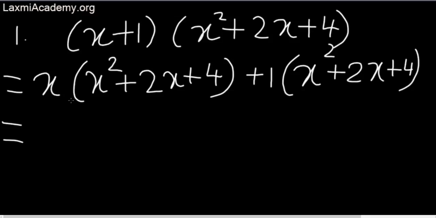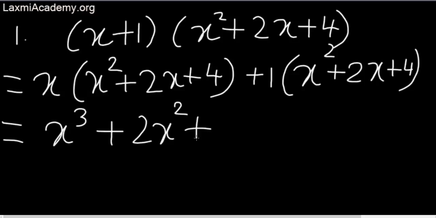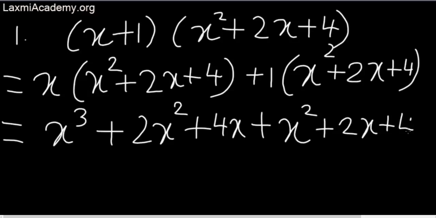So now x times x squared is x cubed, plus x times 2x is 2x squared, plus x times 4 is 4x. And here you're multiplying this whole thing by positive 1. Anything you multiply by positive 1 is itself, so I'm going to rewrite the same thing, x squared plus 2x plus 4. Now bring together like terms. x cubed: there are no other like terms with the variable x and power 3. So let's move to the next one.